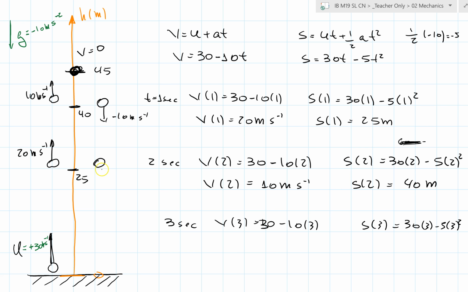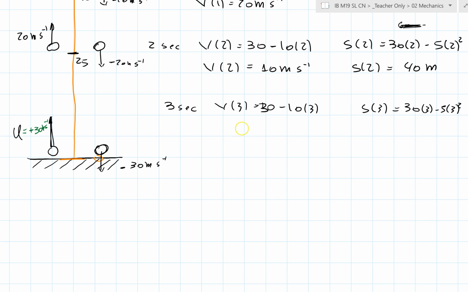At 5 seconds, it's going to be coming down here with a velocity of negative 20 meters per second. And finally, it's going to take 6 seconds. It's going to come back to the ground with a velocity of negative 30 meters per second.